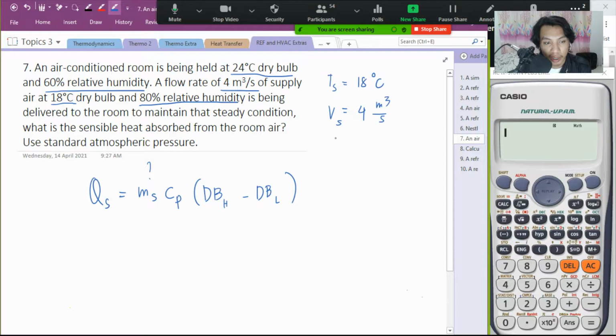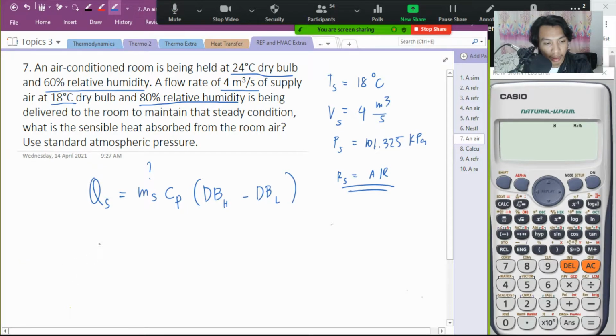Ano pang binigay niya? The pressure is atmospheric. The pressure nung supply, that is 101.325 kPa. Tapos, R nung air. R nung supply, di air. Yan yun. So, MS, daanin na natin dito.